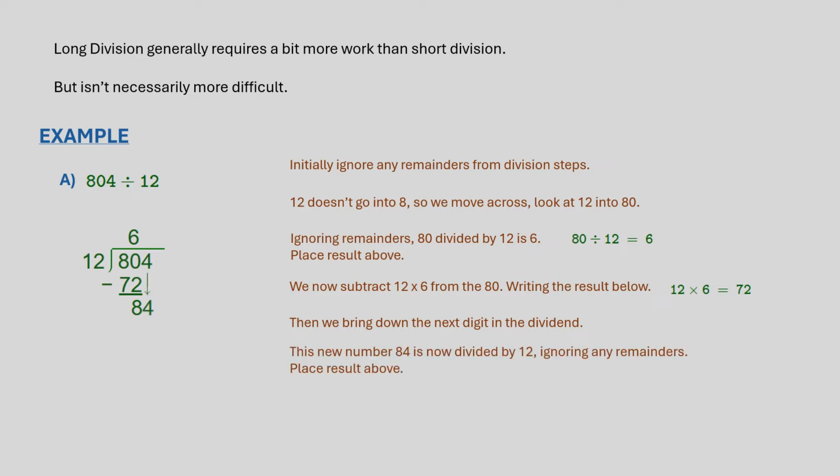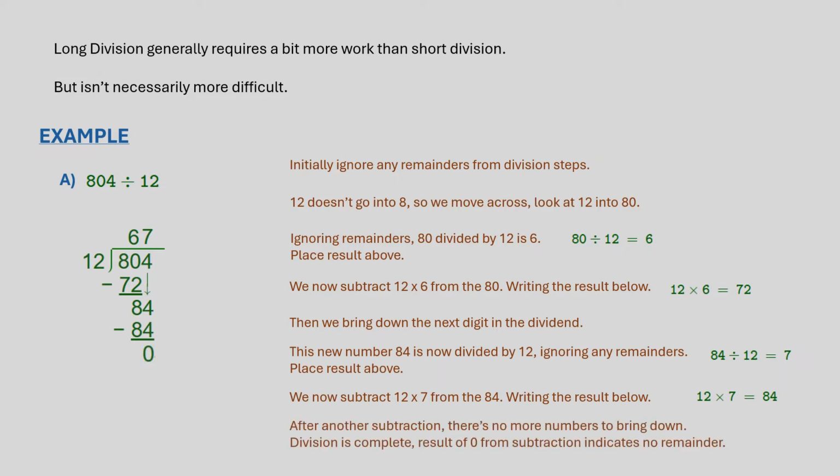This new 84 that we have is divided by 12, and again forgetting about any remainders, although there isn't actually one here, it goes above into the answer. So with another subtraction we have a result of 0, and with no more numbers left to bring down, the division sum is complete, and 0 below actually indicates that there is no remainder to this sum. Thus 804 divided by 12 equals 67.